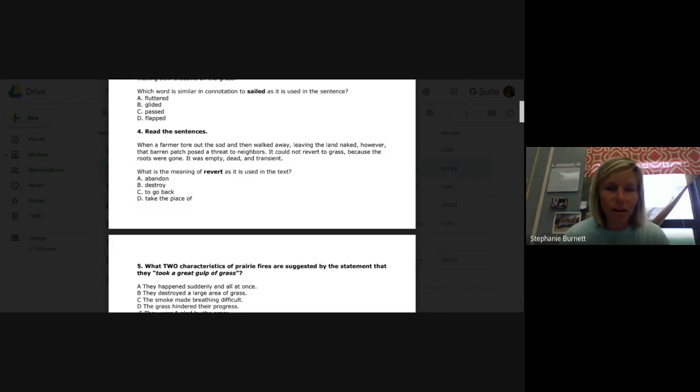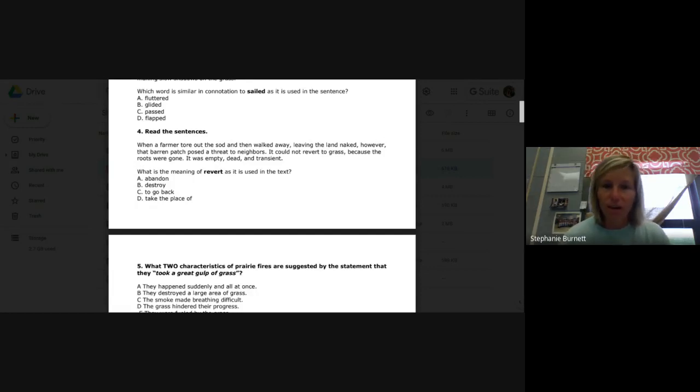Okay, talk about sod. If you've ever had to lay sod in your yard, you know that somebody had to cut it out of their land and give it to you. It does leave the land naked. You can kind of see where they take it up, and there's that barren patch. And it says the threat to neighbors was that there weren't any roots. They were gone. It was empty, dead, transient.